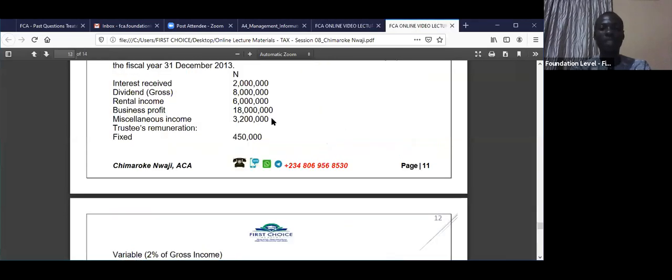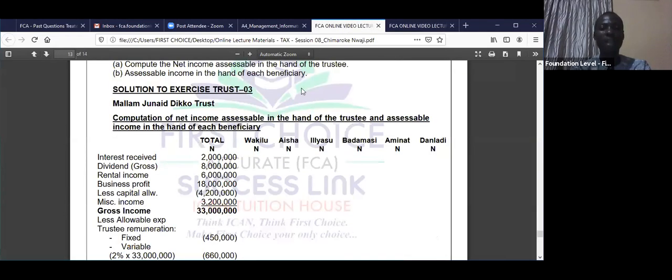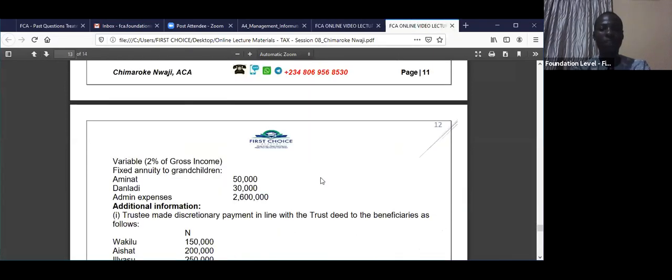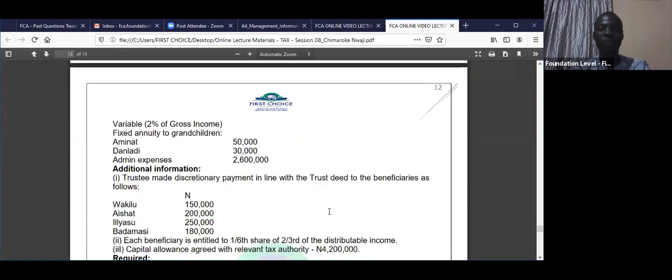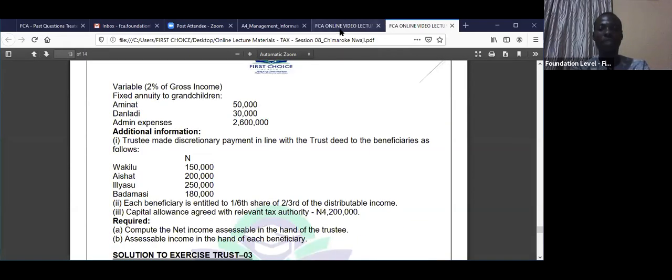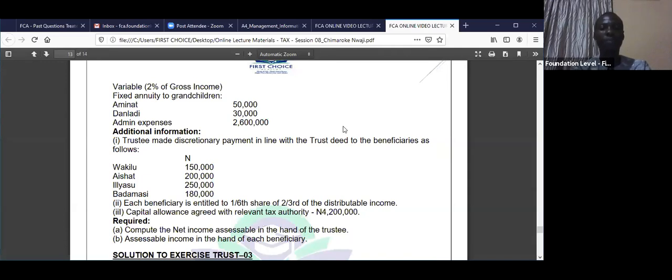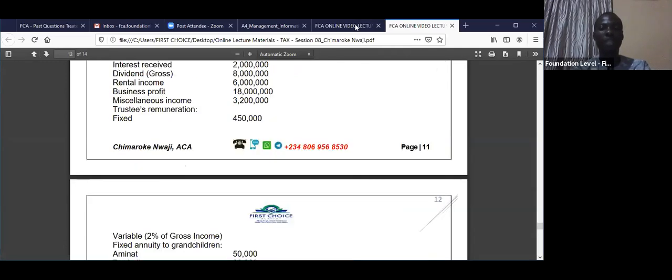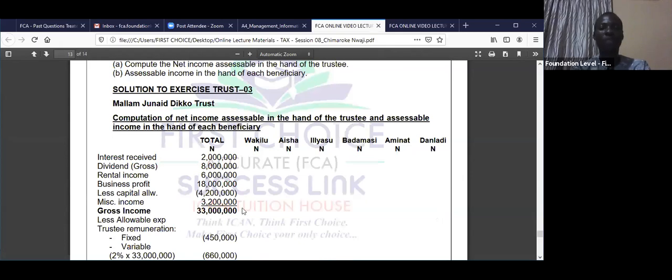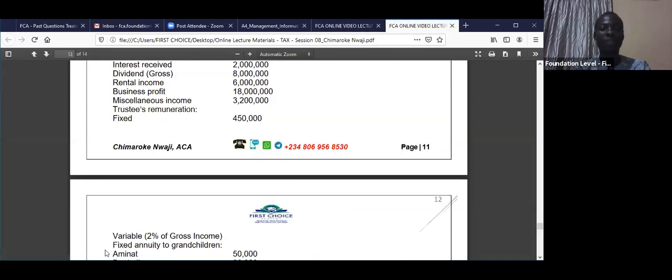Business profit 18 million. Is there any capital allowance? Yes, there was. The equation told us there was capital allowance of 4,200,000. So we discharged it from the business profit. Then the miscellaneous income was 3,200,000. Now, when you add them together, your gross profit is going to be this. This is important because they told us that variable remuneration will be 2% of gross profit. So we've gotten our gross profit.